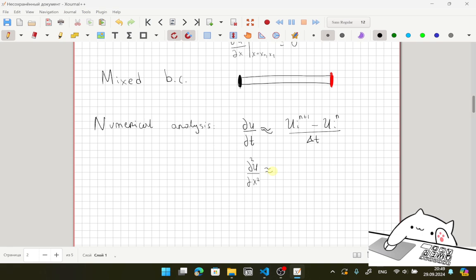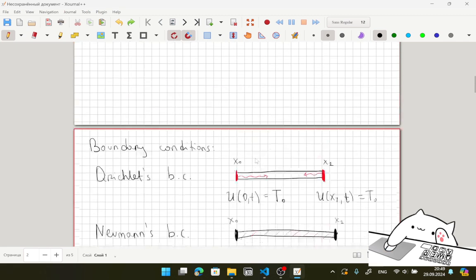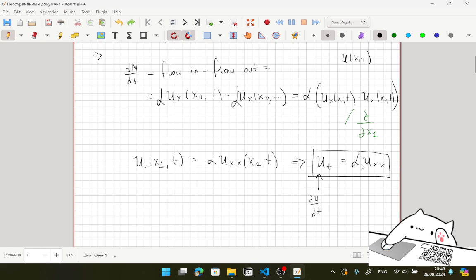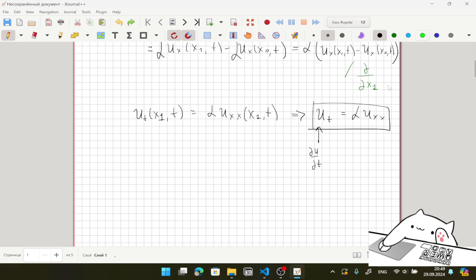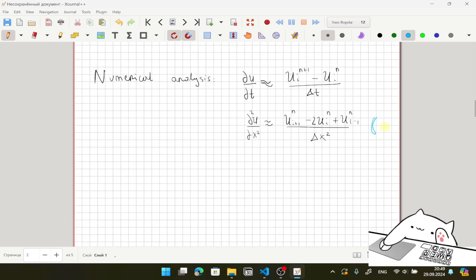We can approximate our double derivative by x in the following form. What we are doing next is putting our approximations into here. Let me denote this as equation number 1 and denote these two as equation number 2. So we are plugging equation number 2 into equation number 1 and get the following form.